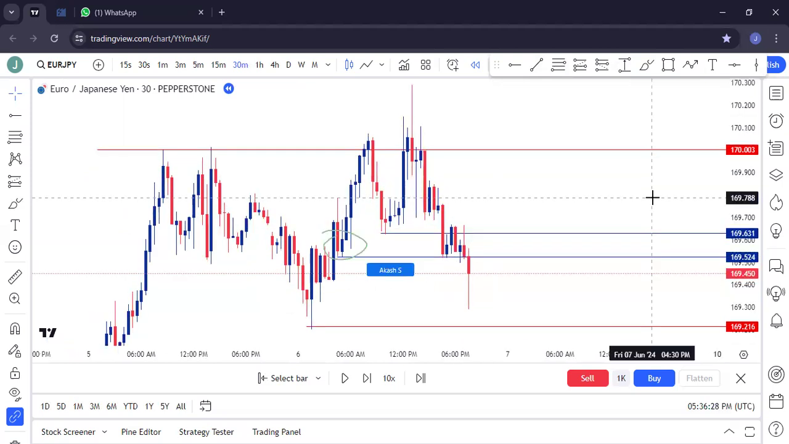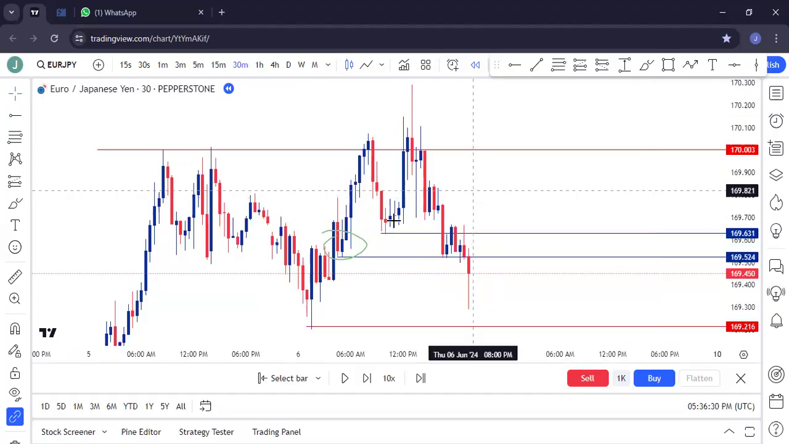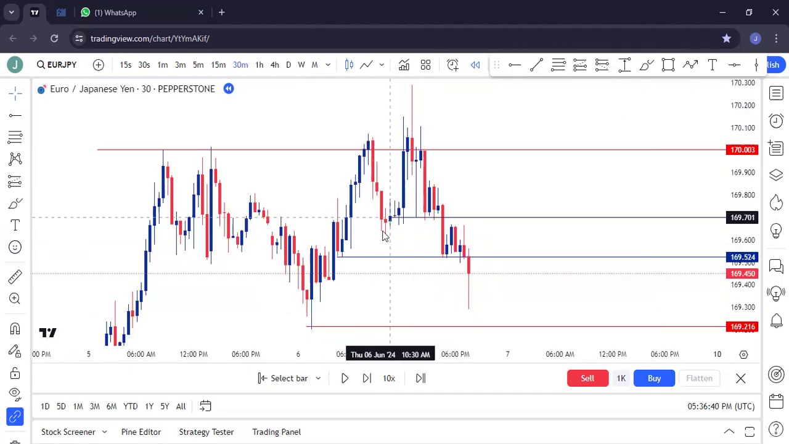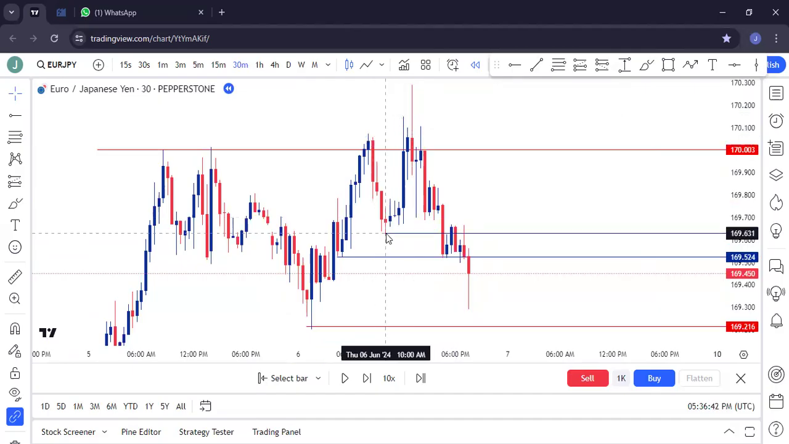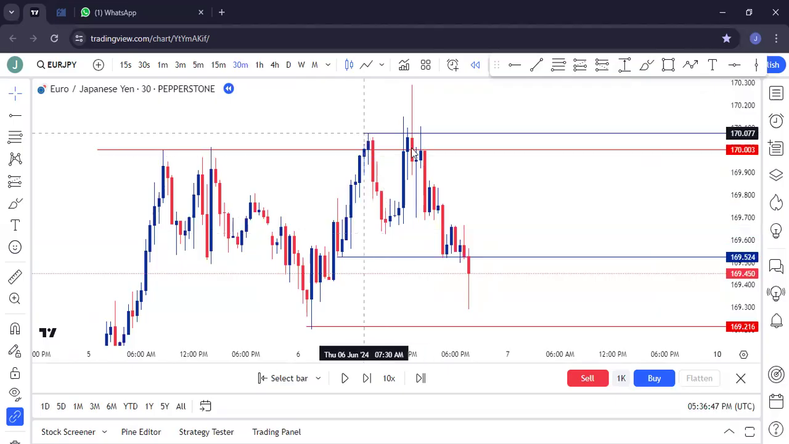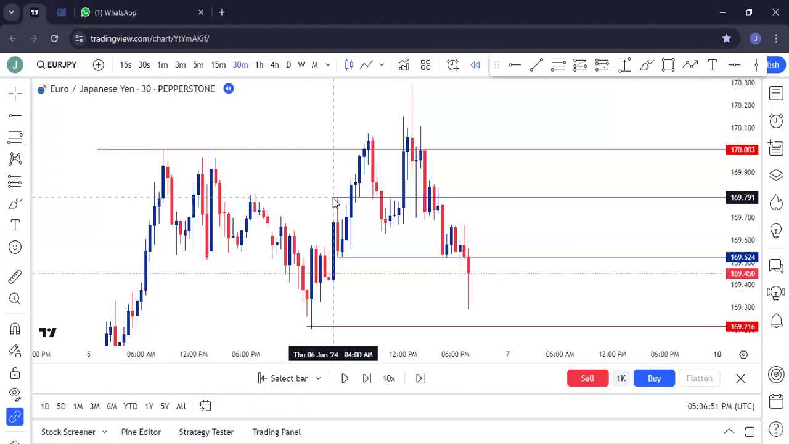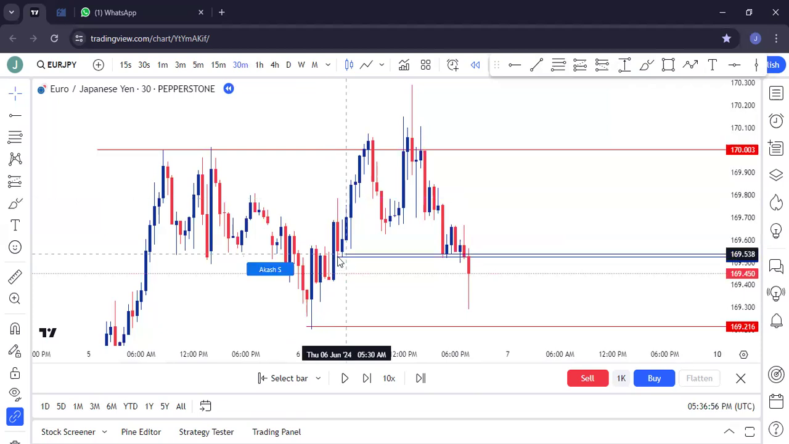Here. Why? Because this high was never broken. If the price breaks this high, then we could consider this as our change of character. But price did not break here. It just sniped by wicks. So this was our last high, and this is the low. So here is where we're supposed to mark our change of character.